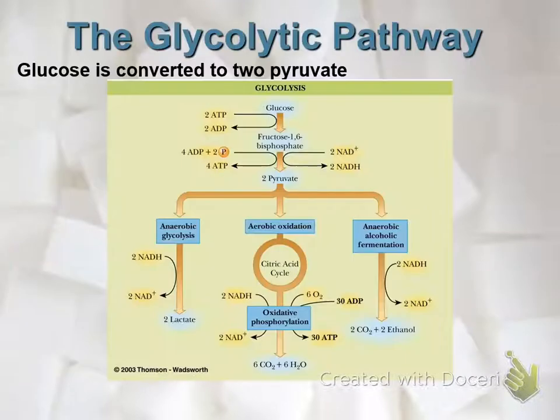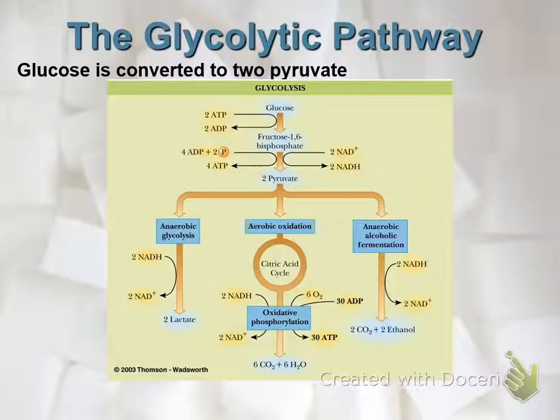The overall scene for the glycolytic pathway is there are 10 steps. However, what happens is halfway through it becomes bifurcated because you have to double everything. Because how many carbons does glucose have? 6. It has 6 carbons. How many carbons does a pyruvate have? 3. And so that's why you end up with 2 pyruvates.